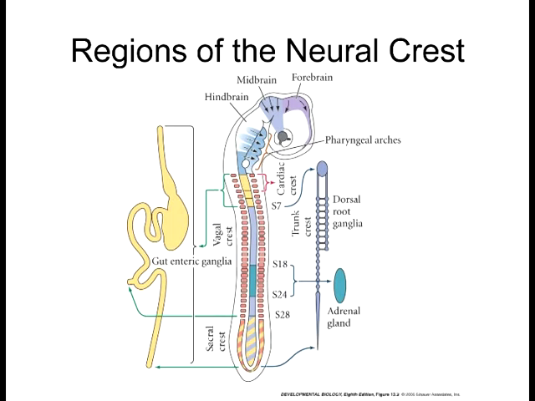But the somites, as you'll see, play a key role because they influence the neural crest cell migration and how the cells migrate to their respective locations. So that's why I have to mention them now.